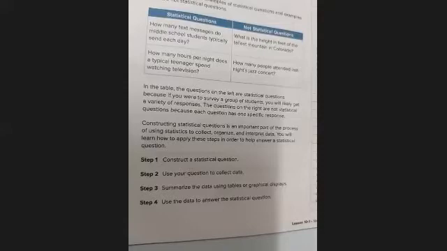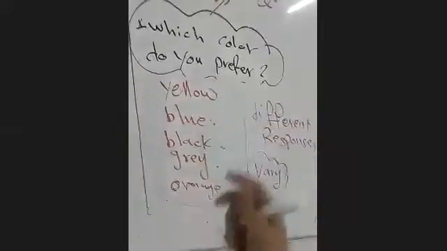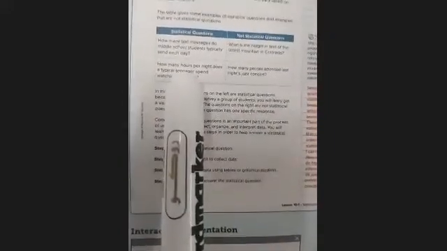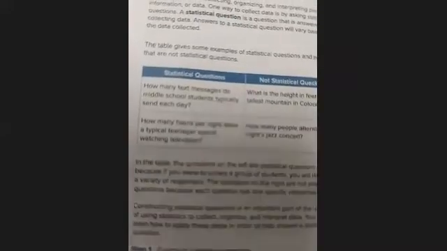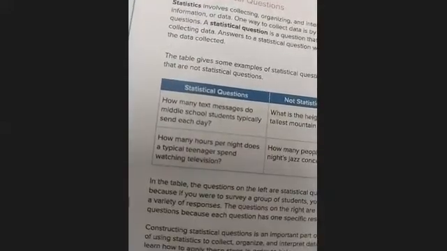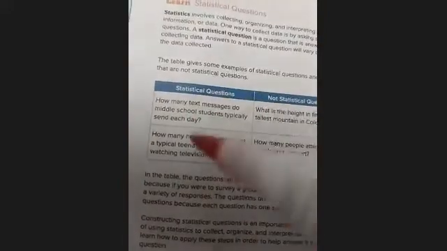The second one here: How many hours per night does a typical teenager spend watching television? A typical means the student or the people which I ask. Here I asked Shukri and Rayyan and Ahmed and Sulaiman, Hamza, right? This is what we call typical students, the people which I ask the statistical question. Do all teenagers spend the same number of hours watching TV each night? No, sir. For me, I watch TV at night maybe 3 hours. For you, maybe 2 hours or 1 hour or half an hour or no hours at all, right? So these two questions, we call them statistical.